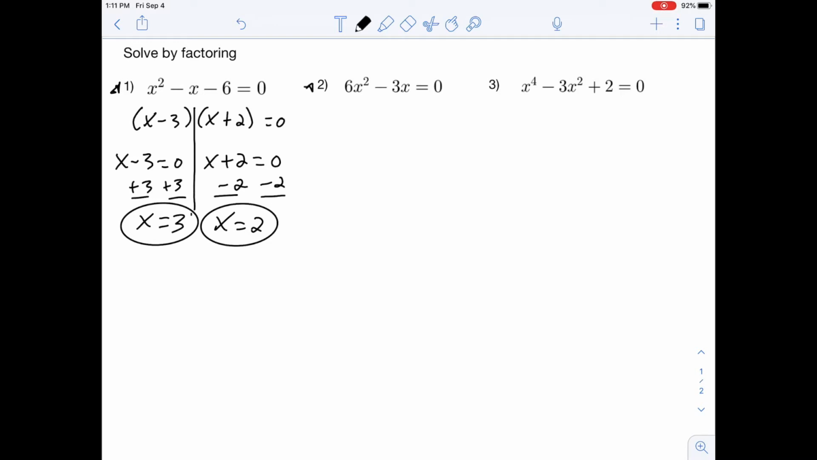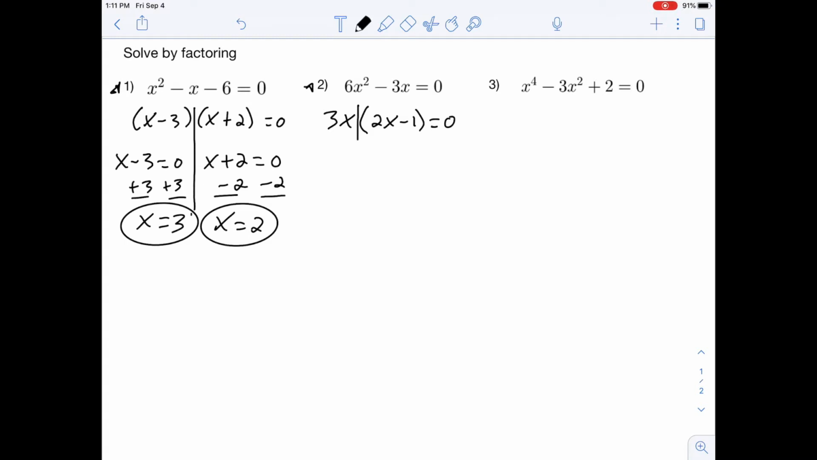Looking at number 2, for factoring, I only have 2 terms. It's not the difference of squares or difference of cubes. It's basically just a common factor. So I would take out a 3x, and that would leave me with 2x minus 1 is equal to 0. So now I can go ahead and solve this. I'm going to set both of these factors equal to 0.